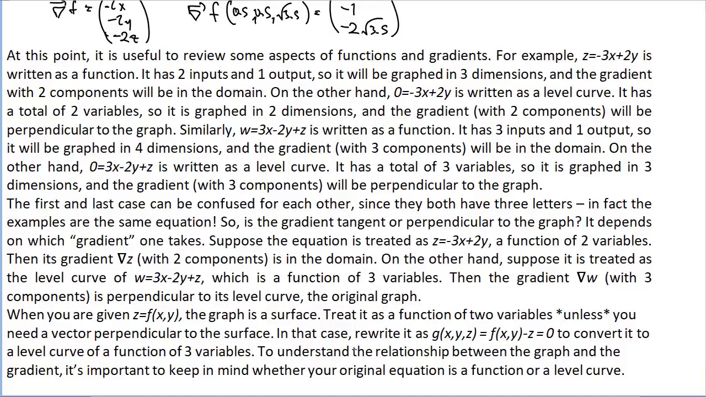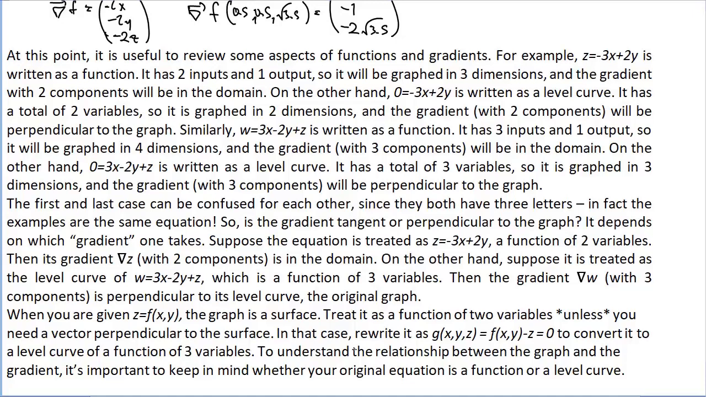On the other hand, if you write 0 equals negative 3x plus 2y, that's written as a level curve. Again, this has 2 variables, and again, it's going to be graphed in 2 dimensions. And the gradient, just of the stuff on the right side taken as a function, is going to be perpendicular to this level curve graph.